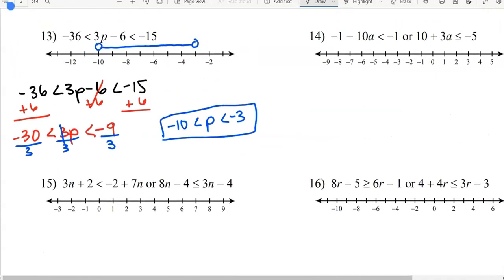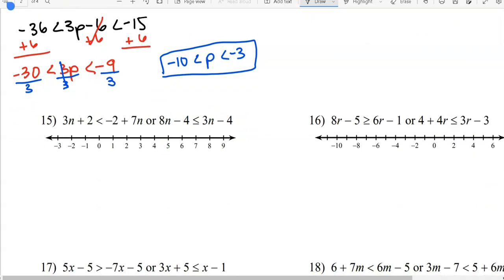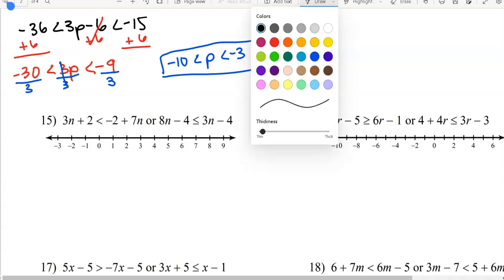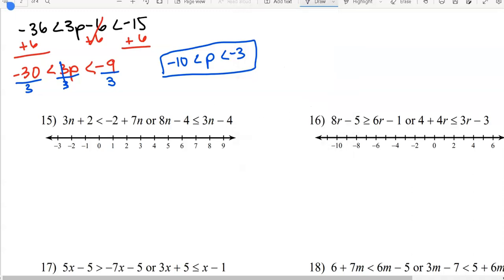All right, 15. 3n plus 2 is less than negative 2 plus 7n. We're getting fancy. Or we have 8n minus 4 is less than or equal to 3n minus 4. We have two equations. Are they going to intersect in the middle, or are they going to go opposite directions? How do you know? Because of the word or. So they're going to bounce away from each other. First off, we have 3n plus 2 is less than negative 2 plus 7n.